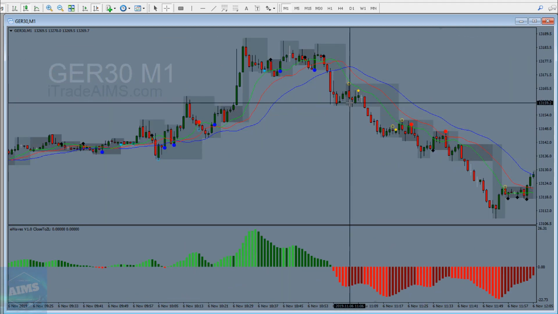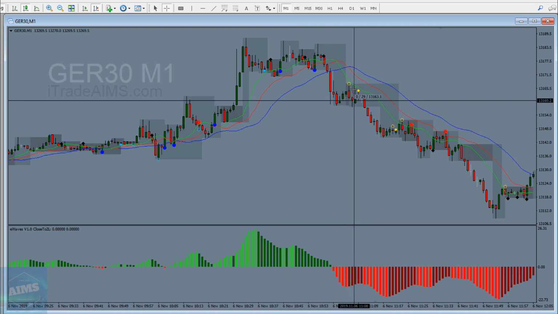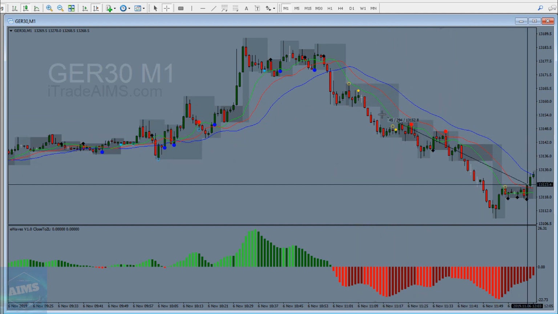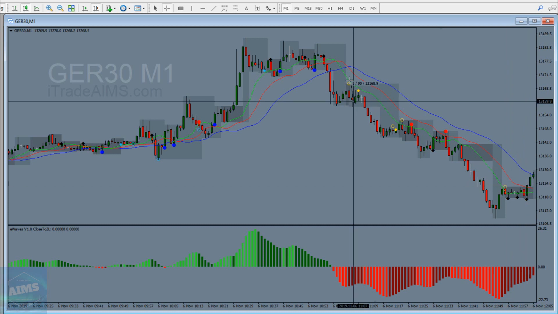Yes, so here is your first entry, which would be here, stop loss up there, and you easily just let it run. If you follow the box trail, you have gained yourself a nice 36 points with a 10 pip stop loss. Let me go to my history and see and bring those trades back.